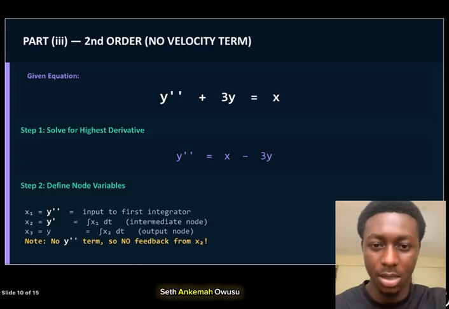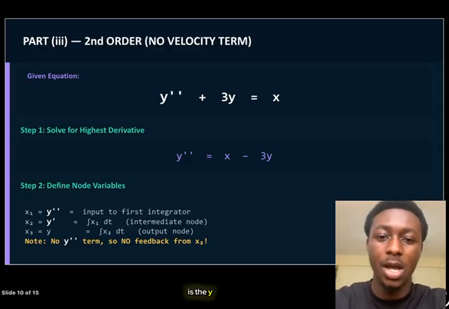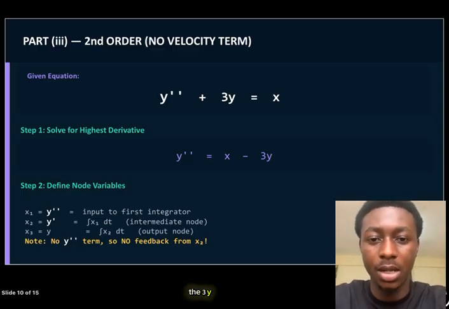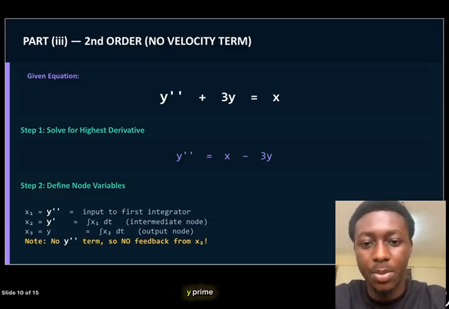My name is Seth Ankima Owusu, and today I'll be taking you through part 2 of our question. Part 2 of our question is y prime prime plus 3y equals x. And with this, we notice something unique about this equation, which has no velocity term, or y prime term. Our goal is to map the logic behind this signal flow graph to visualize how the system components behave without the damping component, which is the y prime.